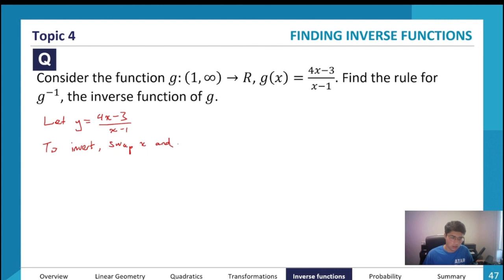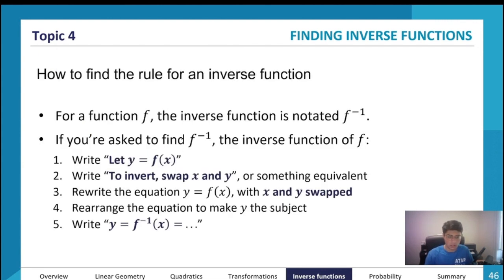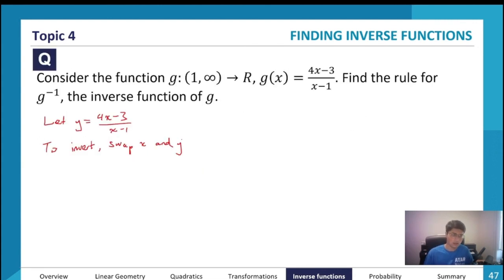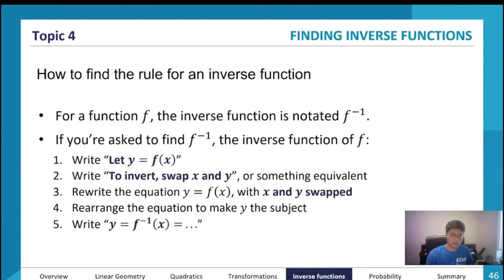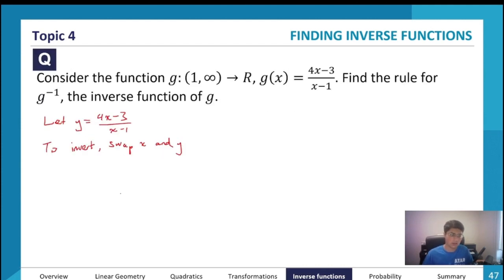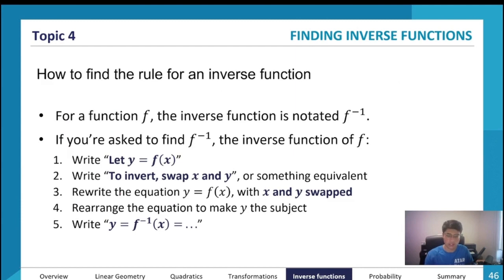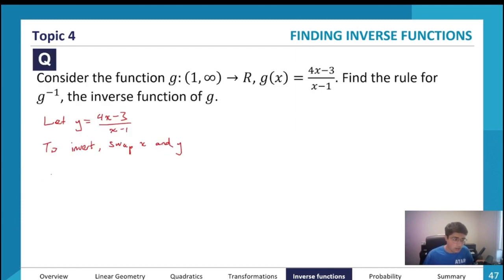Swap x and y. So that's the second step there. And then we go ahead and swap x and y and then rearrange to make y the subject. So x is now in place of y, equals 4y minus 3 over y minus 1. So we've just swapped x and y, and now we want to rearrange to get y on its own.